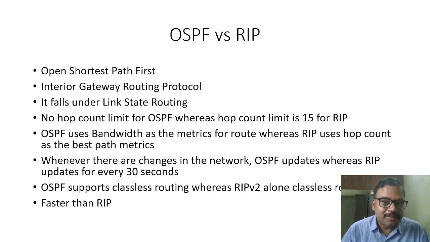And OSPF supports classless routing, whereas RIP V1 does not support classless routing, it is classful routing. But RIP version 2 supports classless routing. Compared with the speed, OSPF is faster than RIP. So these are the prominent differences between OSPF and RIP.